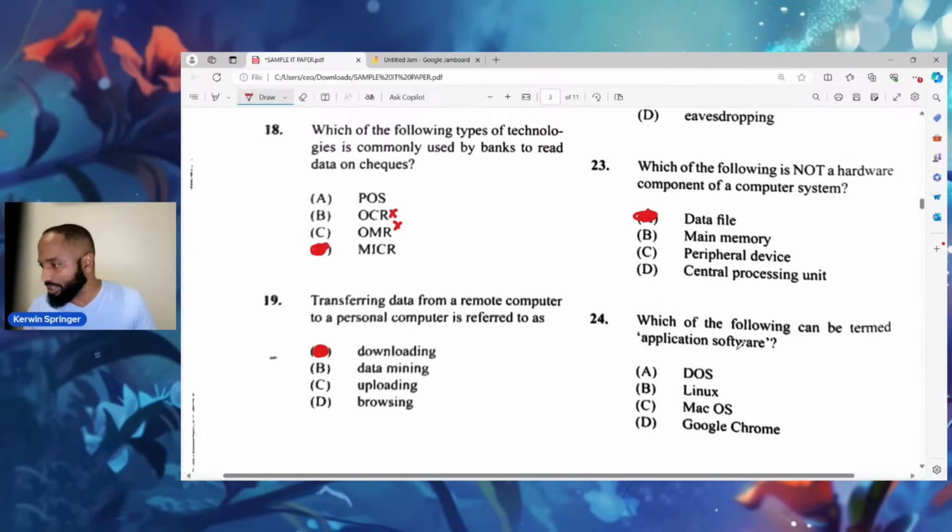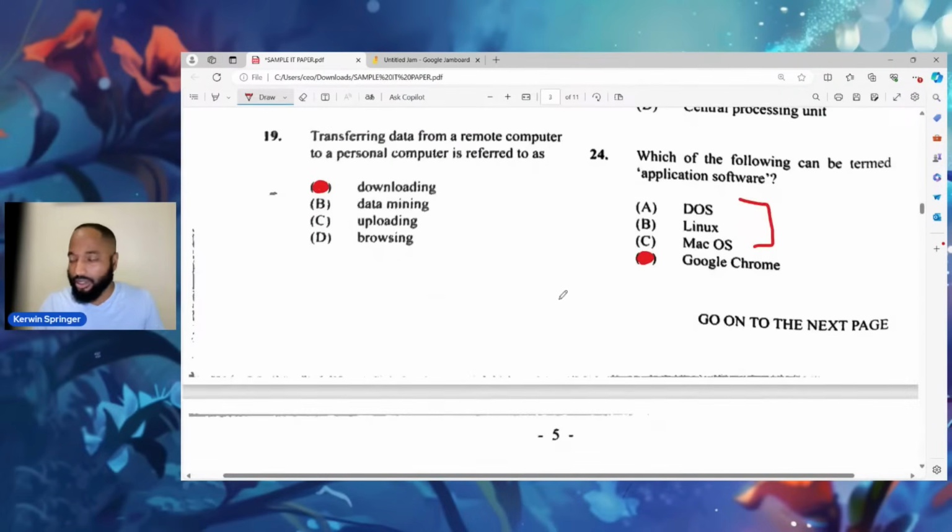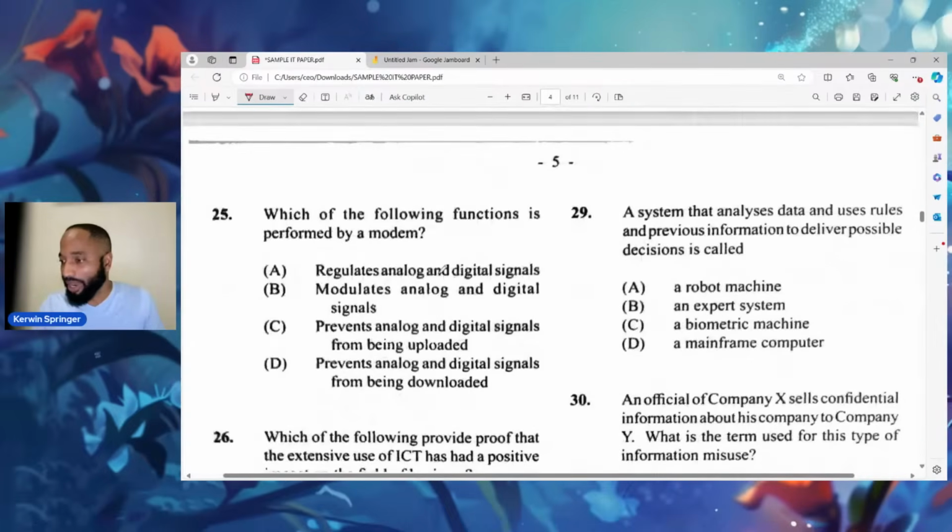Which of the following can be termed application software? Operating system, Linux, Mac OS, Google Chrome. This is an application, and that is application software. All of these others are operating systems, the platform for applications. Which of the following functions is performed by a modem?